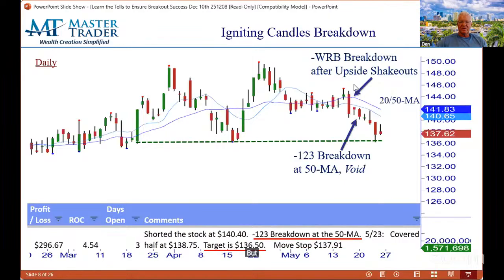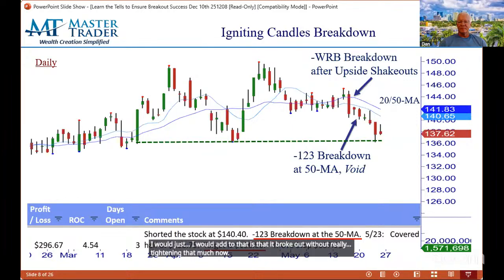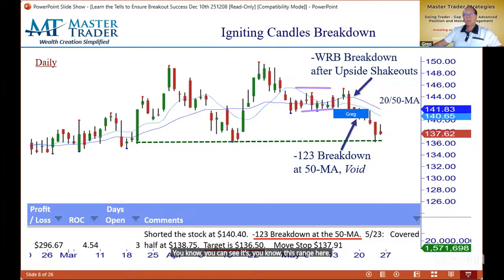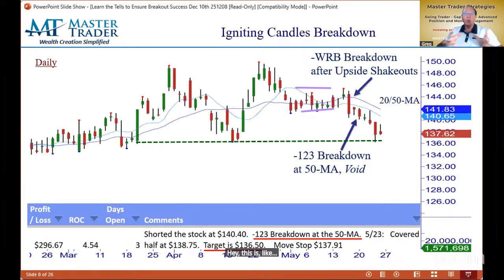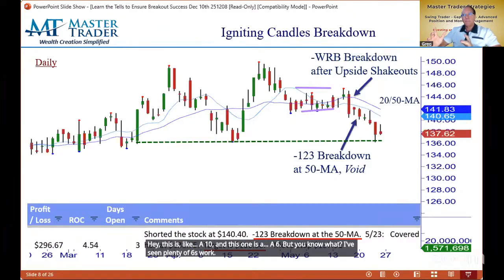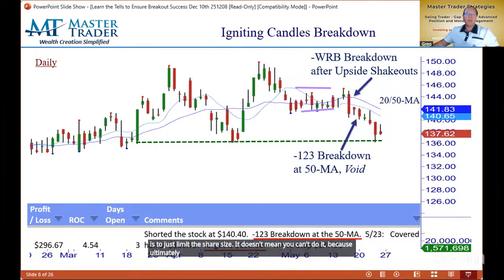But let's continue. I would add to that that it broke out without really tightening that much. Now, you can see this range here, but it was only like one day. That doesn't mean it would not have worked. It could have worked. All we're doing is giving an assessment of, hey, this is like a 10 and this one is a 6. But I've seen plenty of 6s work. And the thing to do, if you think it's a 6, is to just limit the share size. It doesn't mean you can't do it, because ultimately it's whether it hits the stop or not.